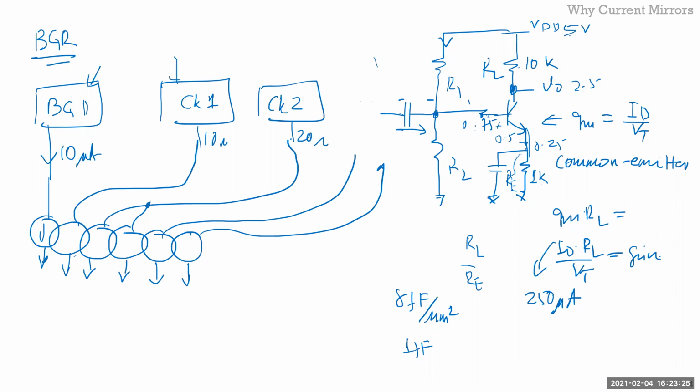And that's really the motivation behind current mirrors, because it's just very efficient to bias circuits in analog circuits.